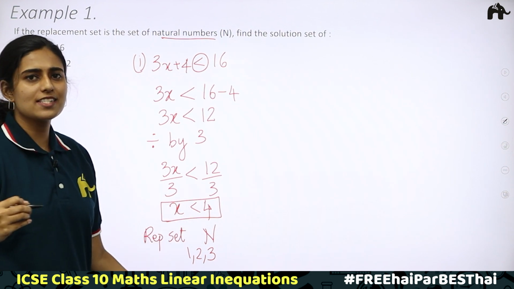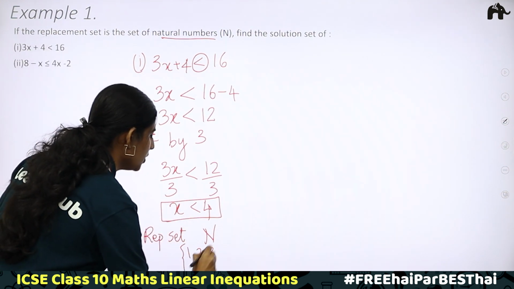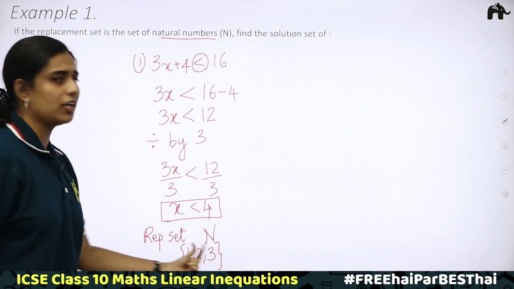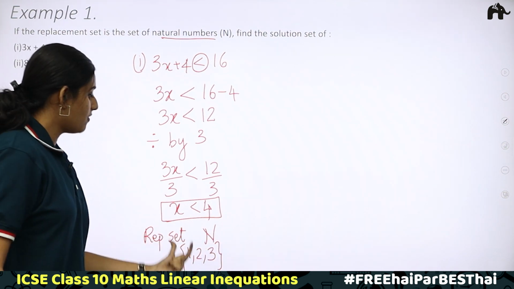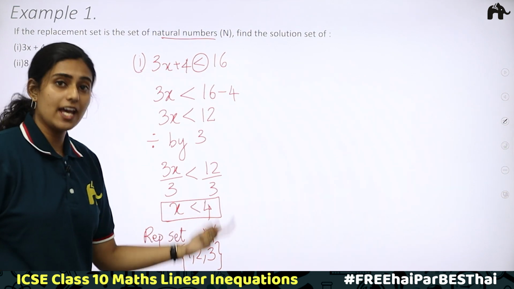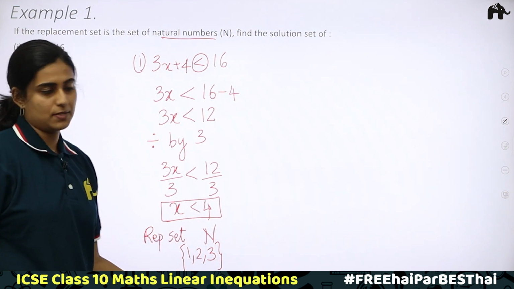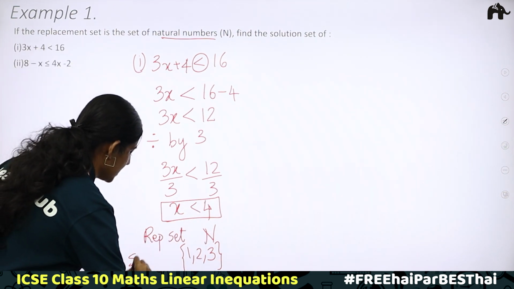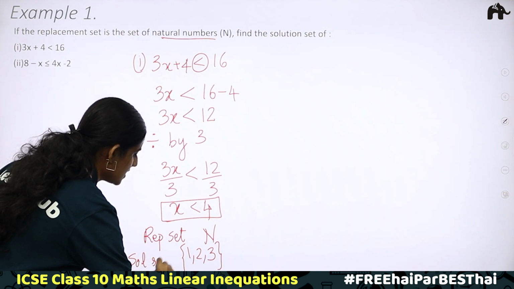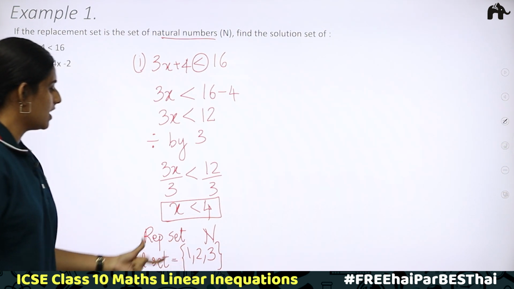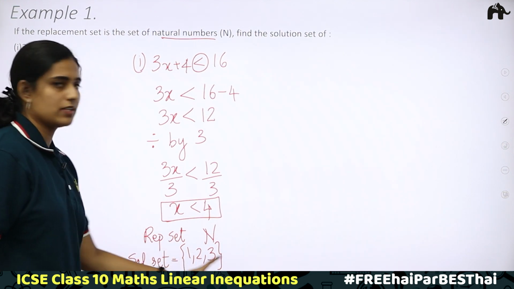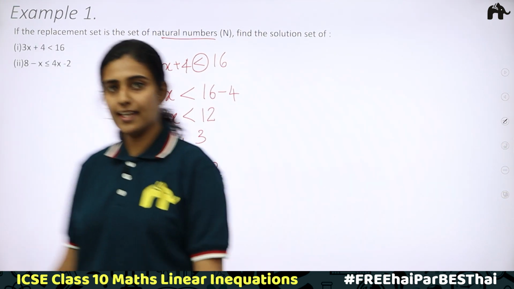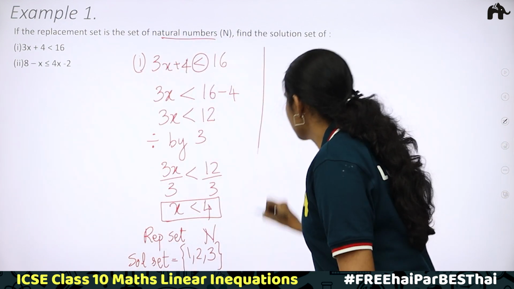Can you add 4 in the set? No, right? Why do you add only 1, 2, 3? Because we need numbers that are less than 4. 1, 2, 3 are less than 4 and they are natural numbers. So this is our solution set. You will be representing the solution set in flower brackets. Clear? Now let's take the second part.